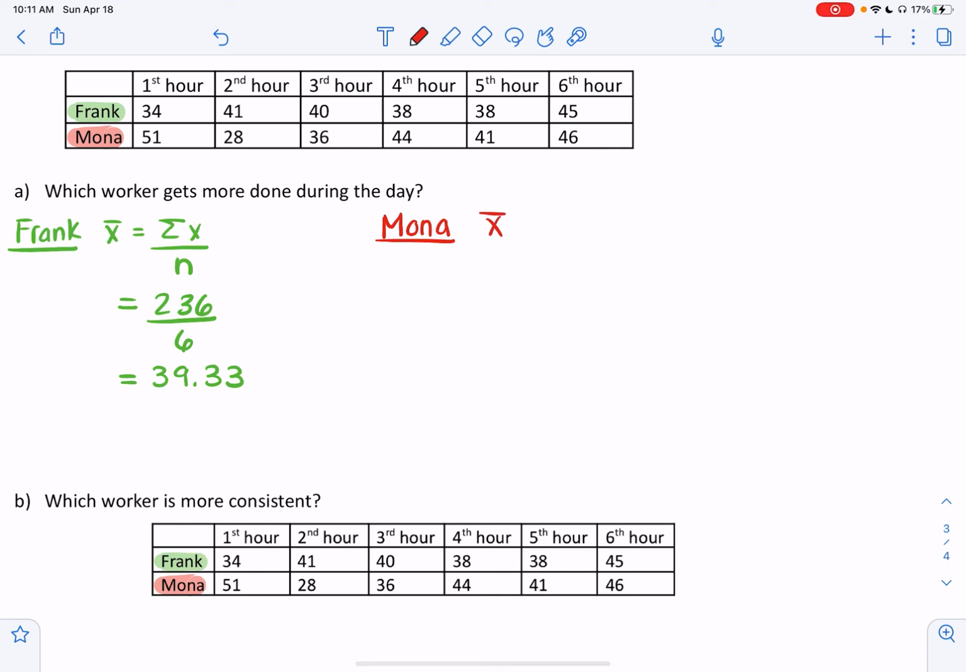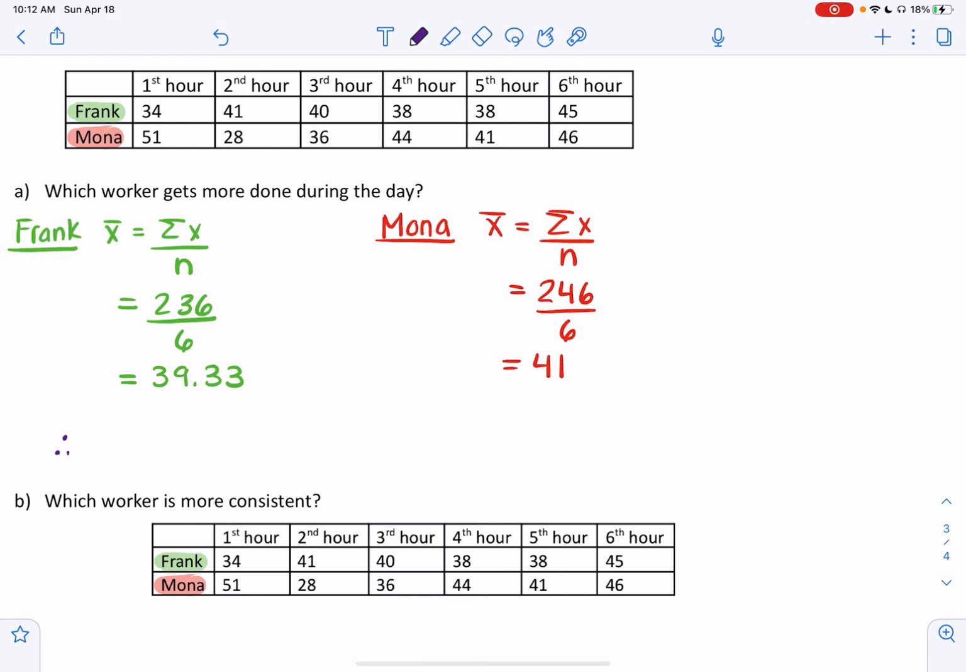So our mean, we add up all of our data points and divide by how many data points we added up. So we're going to add 51 plus 28 plus 36 plus 44 plus 41 plus 46. That will give us 246 over our number of data points, which is 6, which is 41. So if we look here, Mona's average is 41, while Frank's is 39.33.